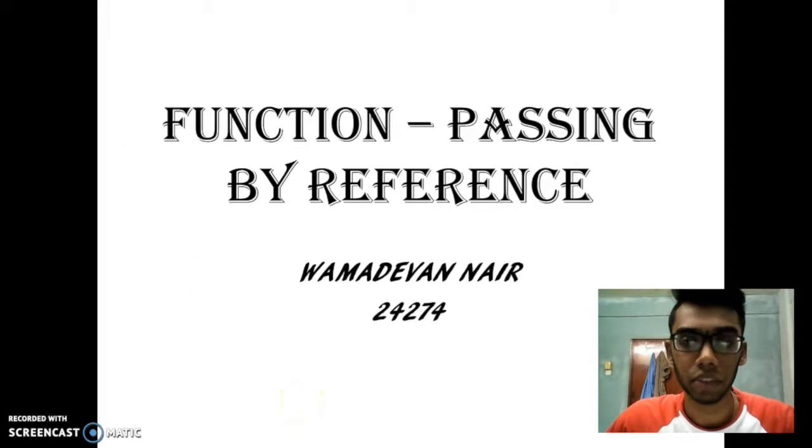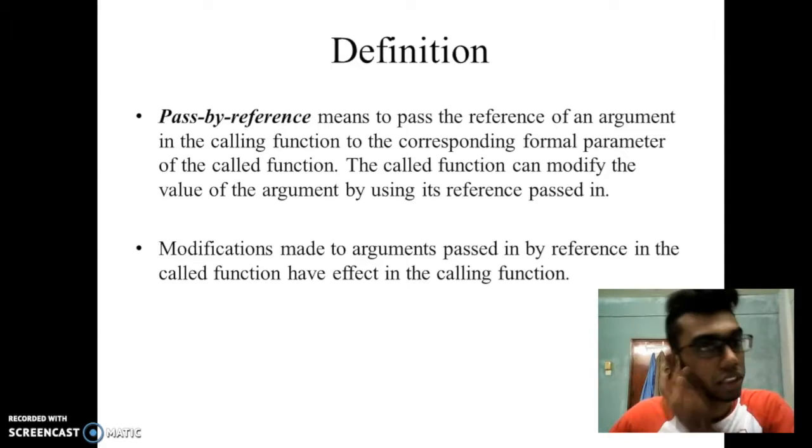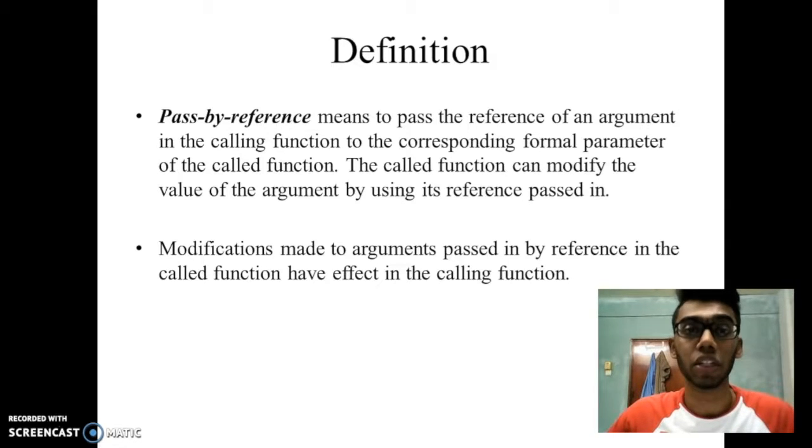Hello, my name is Wamadevan Nair, ID 24274, and today I'll be talking about function passing by reference. The definition of function passing by reference means to pass the reference of an argument in the calling function to the corresponding formal parameter of the called function. So this line basically explains that passing by reference passes the variable's address to the main program when the function is being called.